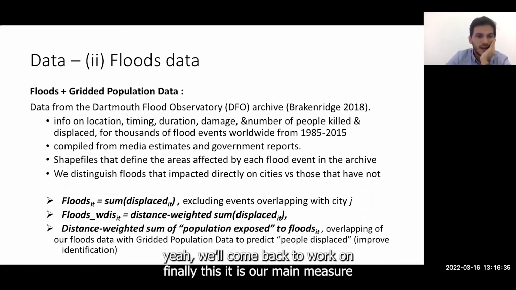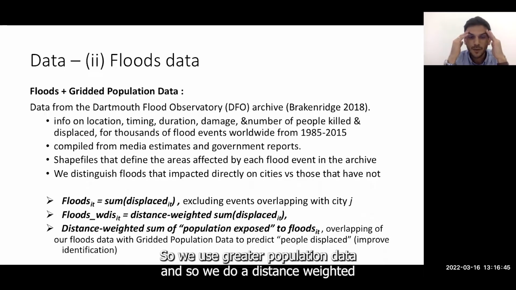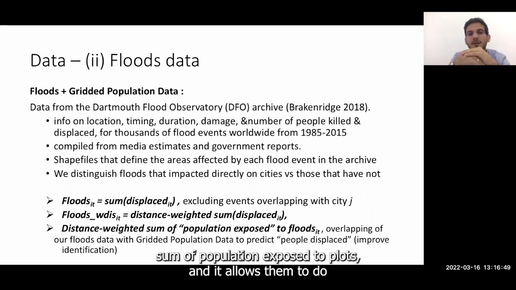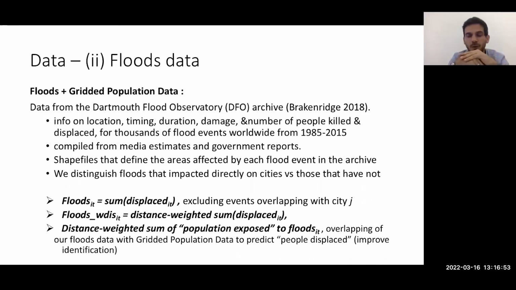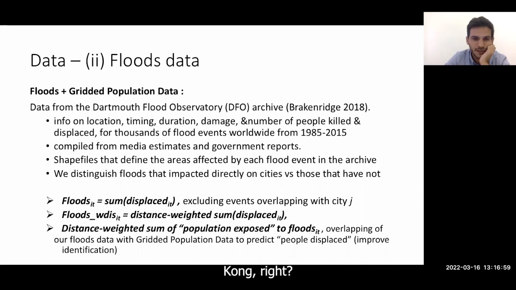Yeah, okay. Thank you. And finally, and this is our main measure, this is where we try to nail or get closer to identifying a causal effect. So we use gridded population data, and we do a distance weighted sum of population exposed to floods, and this allows us then to better identify, again, as I said, the causal effect of floods on conflict.